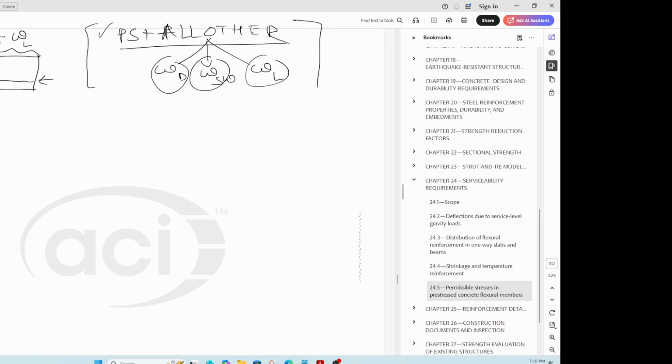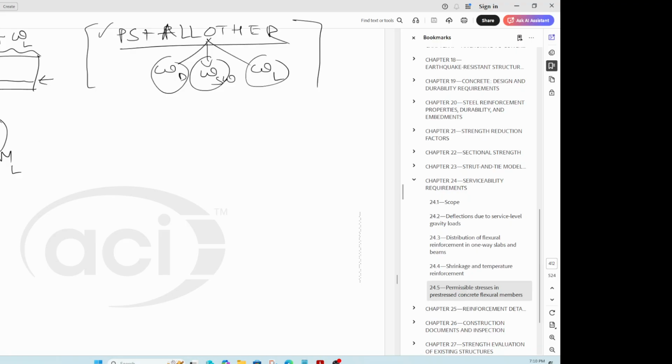You have your self weight moment acting like that, and you have your live load moment acting like that. So the sum of all these three is the moment due to dead load and live load, right? So three moments: moment due to dead load, moment due to service self weight, moment due to live load. All are acting like that, correct?